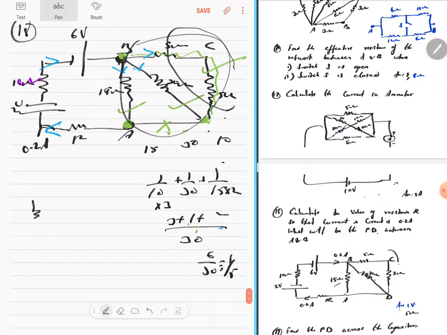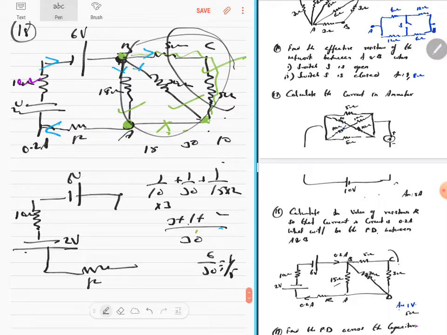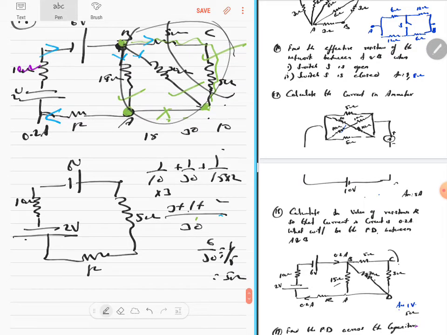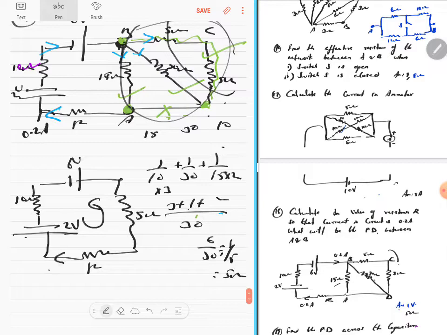So this is 10 ohms, this is a 2 volt, and there is an unknown resistance R, and there is a battery here, 6 volts. These put together are equivalent to 5 ohms. Now can I simply do a loop rule here? The current flowing through here will be the same as the current flowing through here also, no problem. So then consider the loop rule.